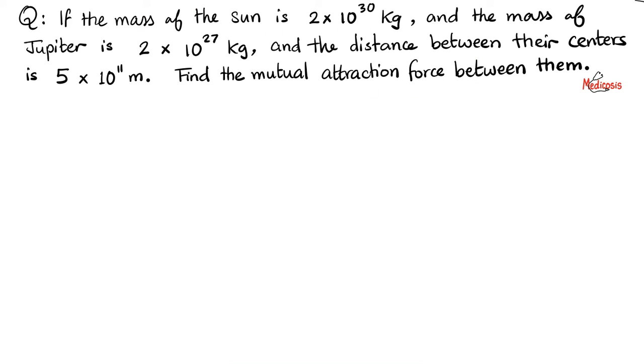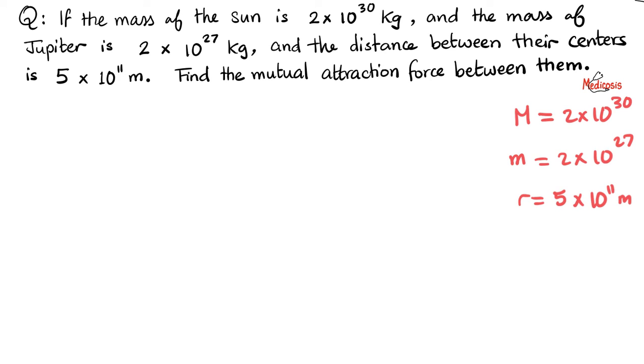Here is a problem for you. Please pause and try to answer this yourself. Okay, let's go. The mass of the sun, of course, this is the big dude, so big M equals 2 times 10 raised to the 30th power. Okay, and what's the small m? Well, Jupiter is 2 times 10 power 27. The distance between their centers is, oh, that's my R for sure, 5 times 10 raised to the 11th power in meters. Find the mutual attraction force between them.